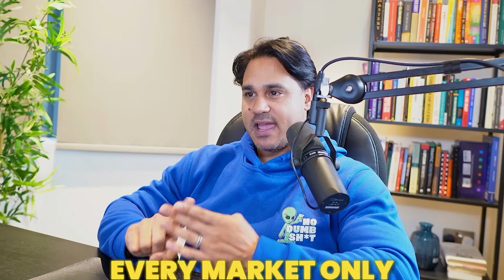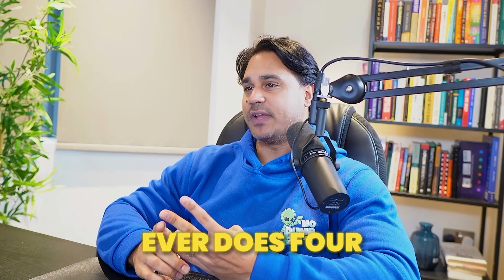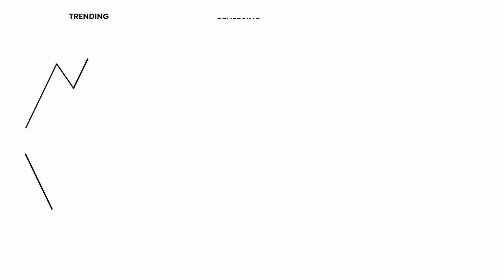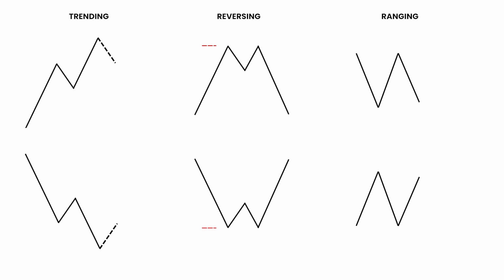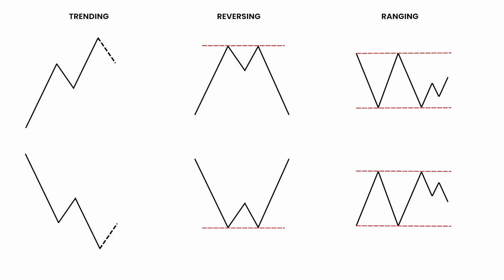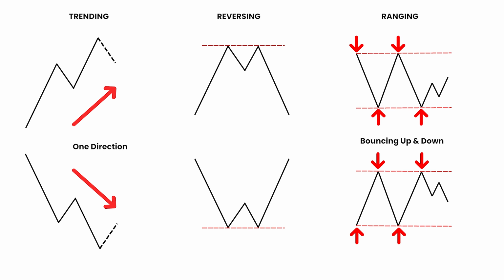So the first thing we have to understand is every market only ever does four things. It trends up, it trends down, it ranges sideways, or it reverses. That's it. So when the market is trending, price is making progress in one direction. When it's ranging, price is moving back and forth without real progress. And when it's reversing, price is transitioning from one direction to the other.